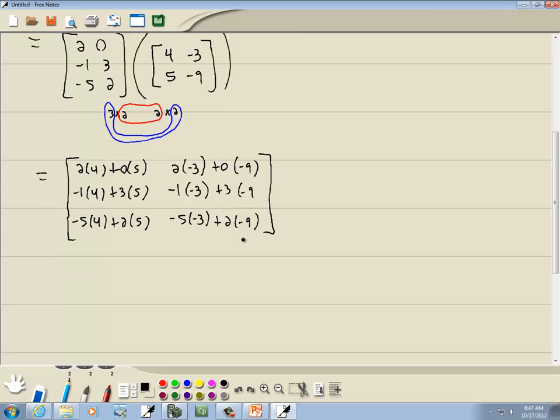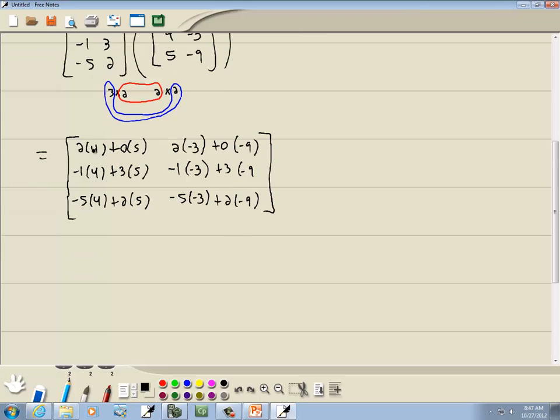Now I'm going to look for patterns. 4, 4, 4, 5, 5, 5, negative 3, negative 3, negative 3, negative 9, negative 9, negative 9. 2, 0, 2, 0, negative 1, 3, negative 1, 3, negative 5, 2, negative 5, 2. That looks good. If I don't see the patterns, then I did something wrong.